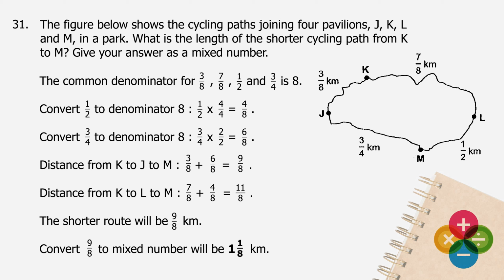The distance from K to J to M will be, add 3/8 to 6/8, and the sum is 9/8. The distance from K to L to M will be, add 7/8 to 4/8, and the sum is 11/8. The shorter route will be 9/8 km. Convert 9/8 to a mixed number will be 1 1/8 km.